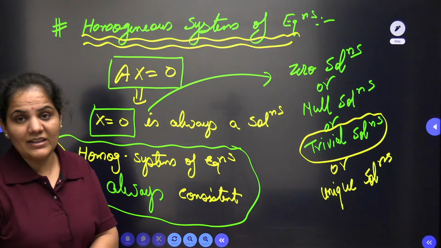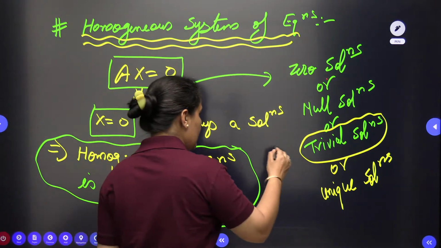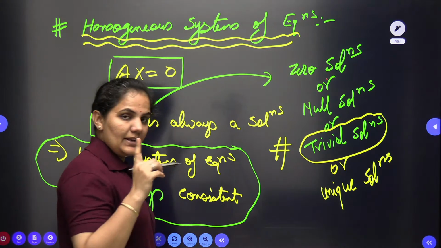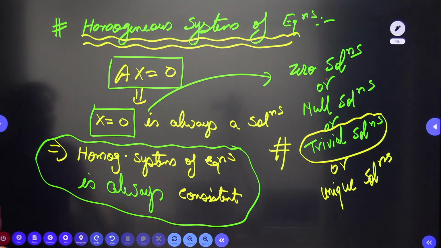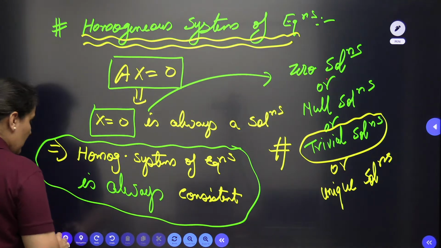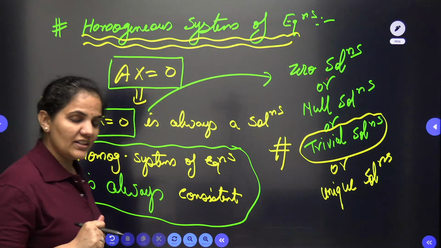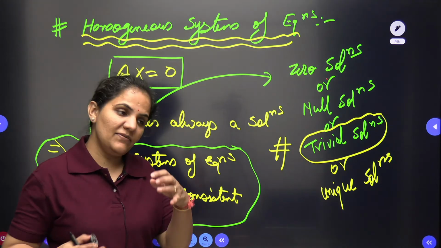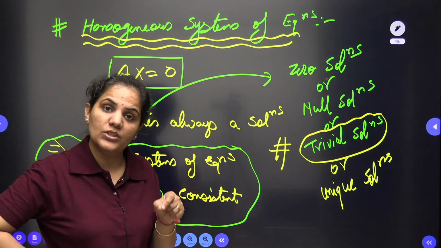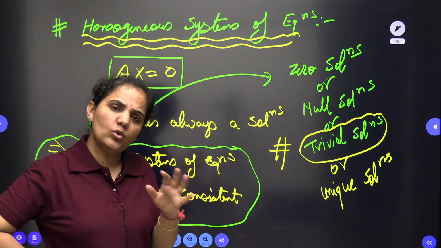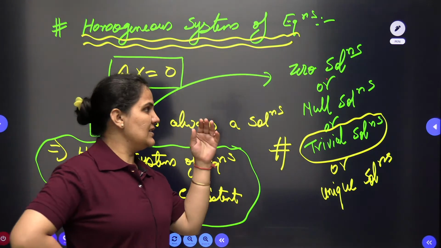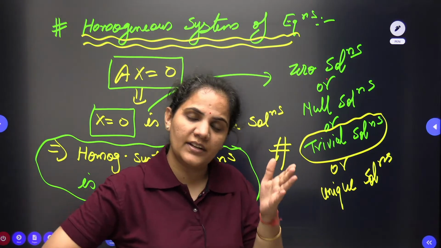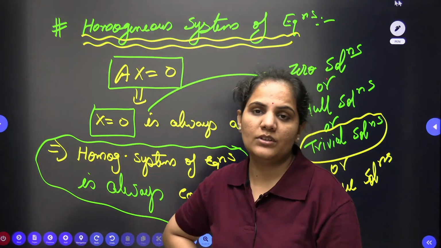The word trivial is very important. We need to be careful here with this word trivial. Okay ji, now this is clear. What about this one? One more question can arise in your mind: if the system of equations is homogeneous, then do we have only x equals 0 as a solution, which we are calling a zero solution, null solution, trivial solution, or sometimes unique solution?